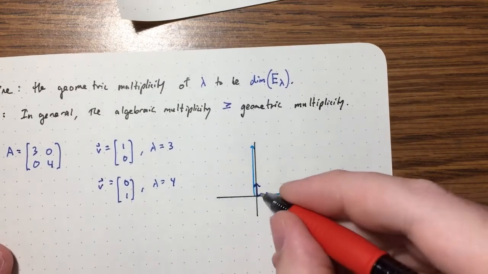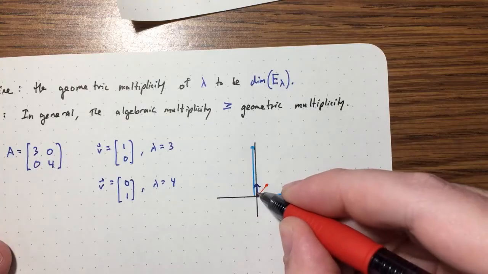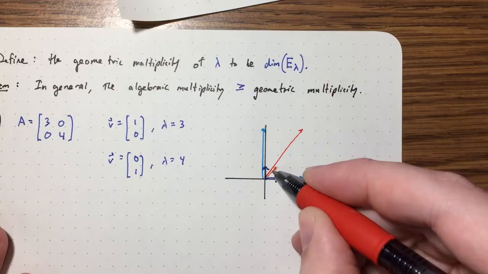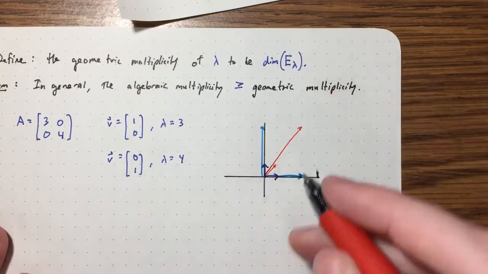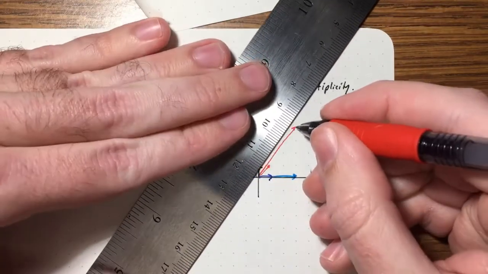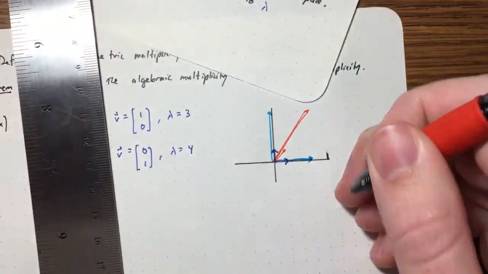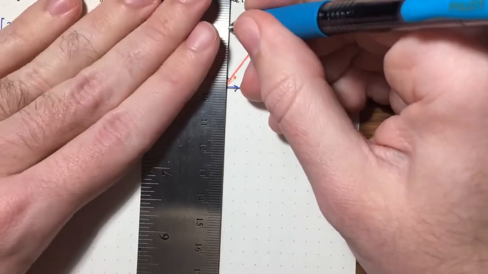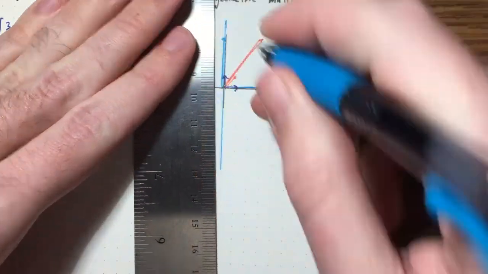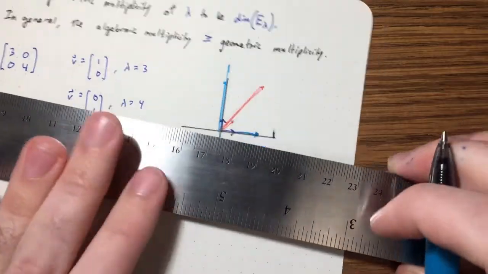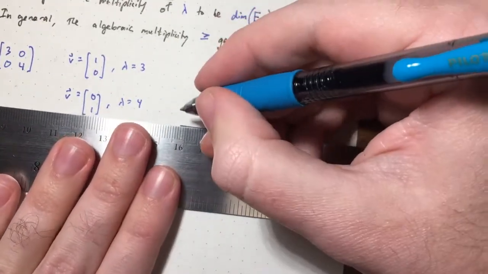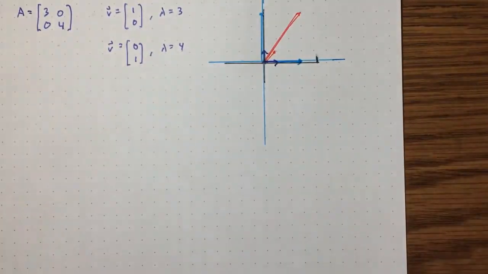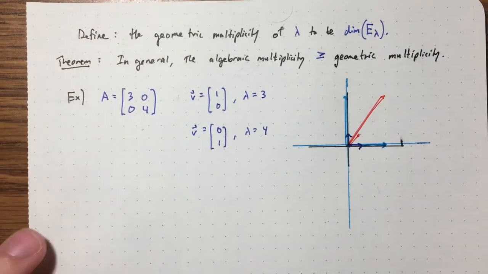If I have any other vector like this, it'll get stretched to the side. So 1, 1 gets sent to 3, 4. And that will happen for any other vector I have out here. So each of these corresponds to a one-dimensional subspace of eigenvectors. I have that axis, and I have this axis. All my eigenvectors lie on these two axes. Okay. This is the typical example.